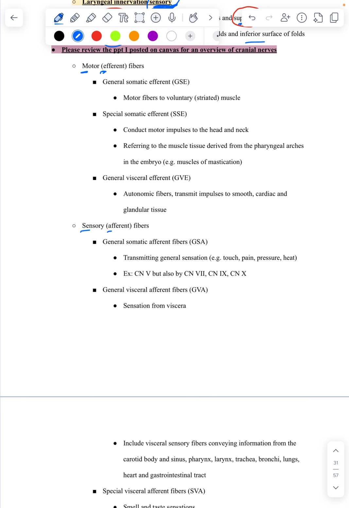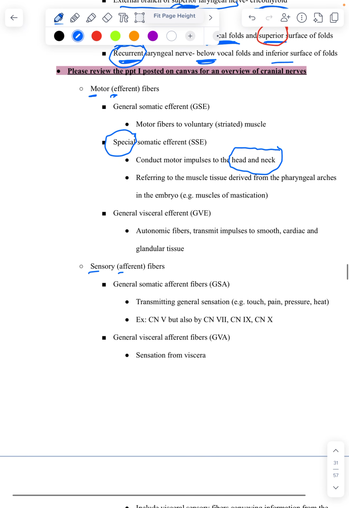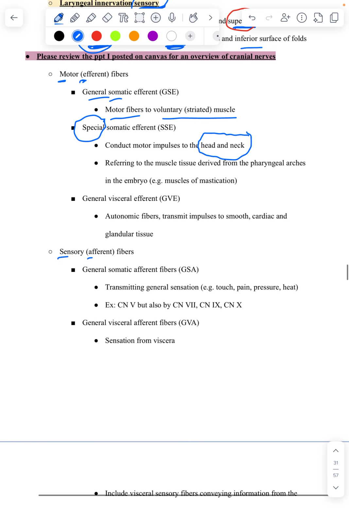So when we're talking about special senses, whether it's motor or sensory, they have to do with the head and neck region, and I'll explain that in a second. So, motor fibers, efferent. If it's general, somatic and motor, it's just motor fibers to the voluntary striated muscles. If it's special, it has to do with head and neck. These are the tissues that come from the pharyngeal arches in the embryo. So that's more embryo stuff.